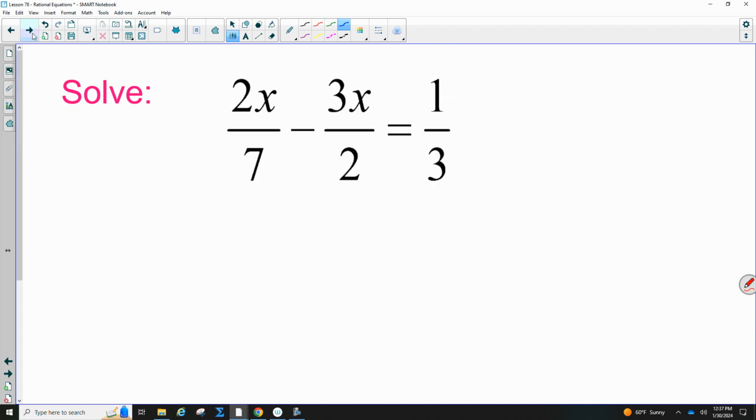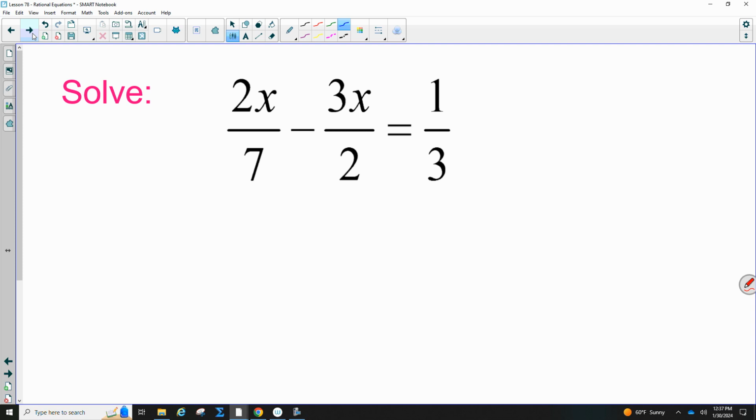All right, let's do another one. Okay, 2x over 7 minus 3x over 2 equals 1/3. So again, as long as there's an equal sign, we can cancel all the fractions by multiplying everything by the common denominator. This is legal, guys, because you're allowed to multiply to one side and the other side.